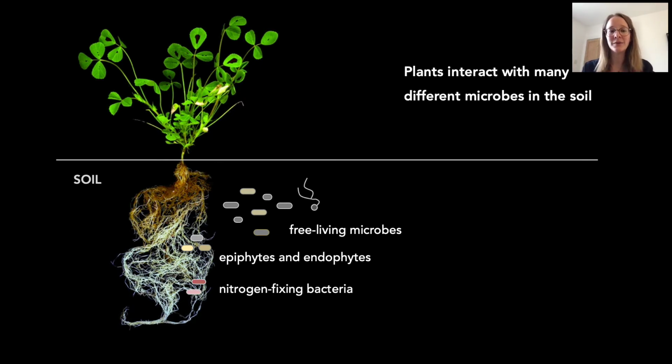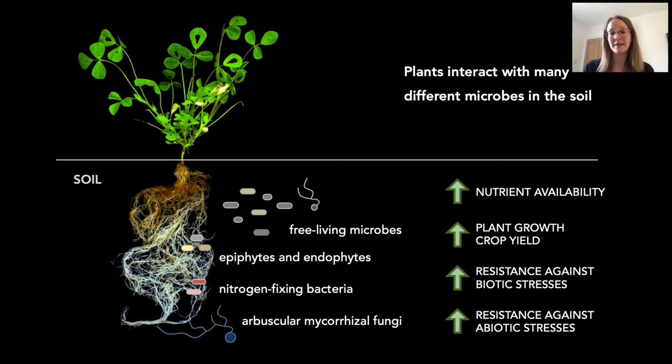Two examples of endophytes are nitrogen-fixing bacteria. These bacteria can live in special organs called the root nodules, and they fix nitrogen for the plant. Another example of an endophyte are the Vascular Mycorrhizal fungi, which again can colonize the roots and live inside the root cells. Now, a lot of these beneficial microbes can have dramatic effects on the plant. They can increase nutrient availability, and that then leads to increased plant growth and can potentially help with crop yield. But they can also help with resistance against biotic and abiotic stresses.